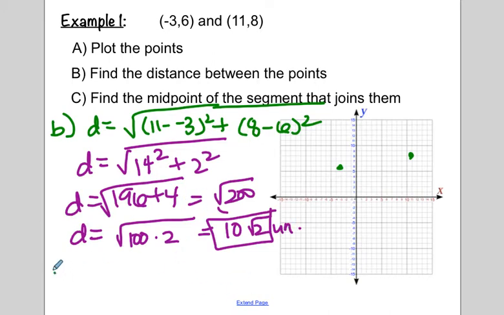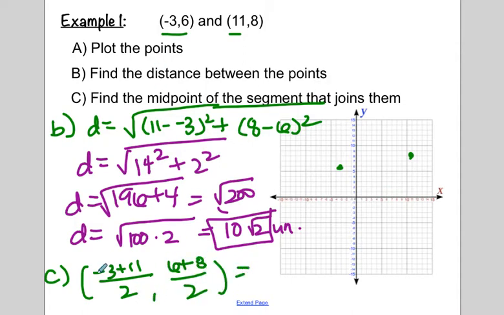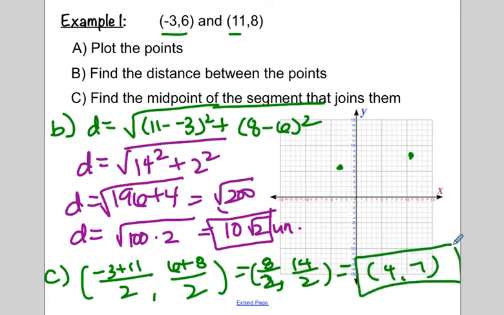Then for C, we're going to go ahead and find the midpoint. So we take the two x values, add them together, and divide by 2. So I have -3 plus 11 divided by 2, and 6 plus 8 divided by 2. So this gives me 8 over 2 and 14 over 2. So I would have 4, 7, and that would be my midpoint. And if I were to graph 4, 7 on here, does it look like it's the middle? I would say it does. So there you go. All right, that is example 1.